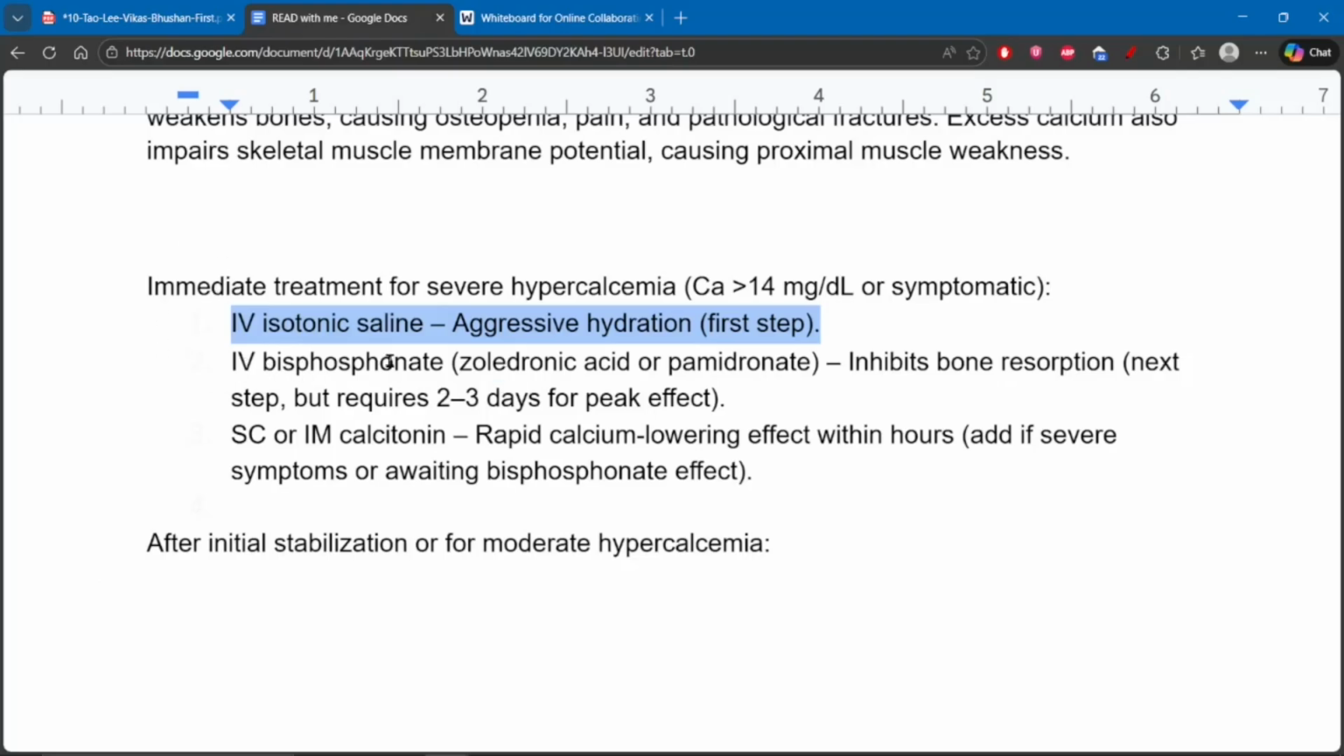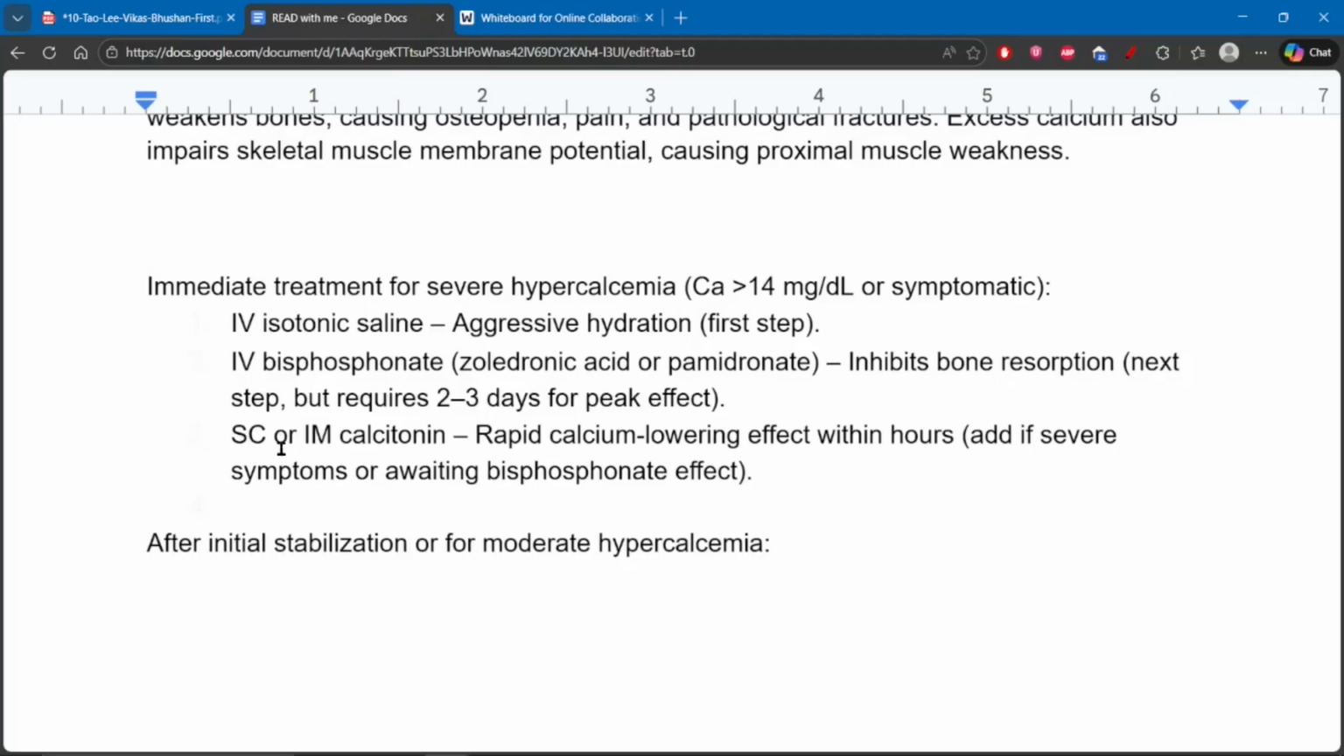And then you go for the IV bisphosphonate, which is zoledronic acid or pamidronate, whichever one you prefer. These inhibit bone resorption, but they also require 2 to 3 days for peak effect. So the most initial step is IV saline, and then of course if IV saline is already given, you go forward for the bisphosphonate.